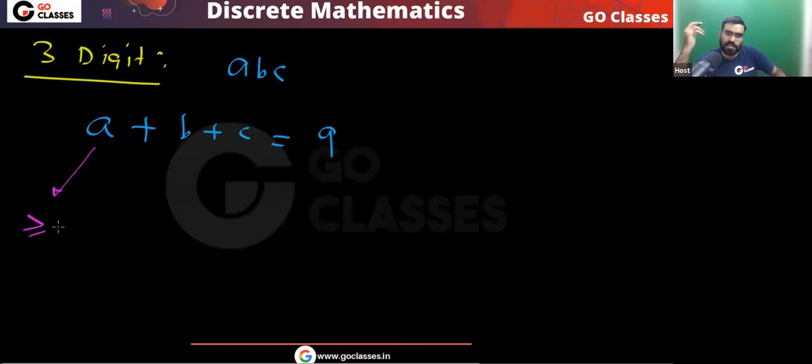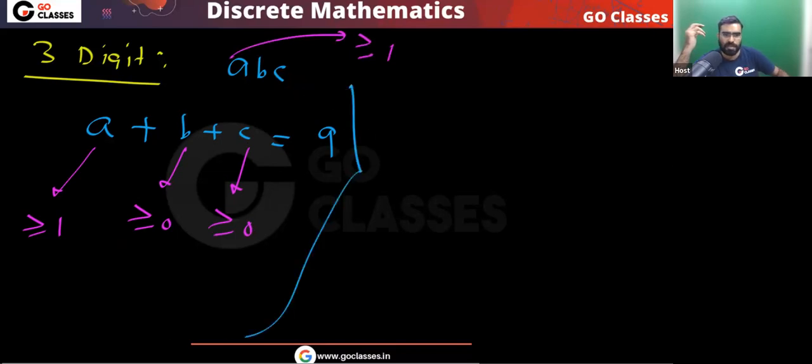Again, this is greater than equal to 1. This is greater than equal to 0. This is greater than equal to 0. Remember, this is greater than equal to 1. So here, what will your answer be? You can give 1 chocolate directly to A. So if you give 1 chocolate directly to A, only 8 chocolates will be remaining.